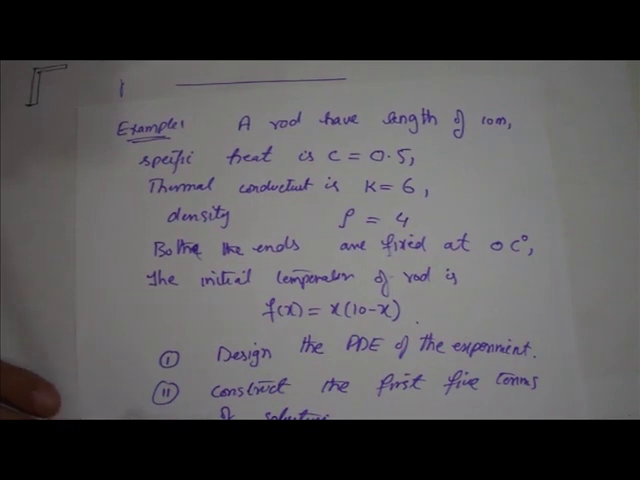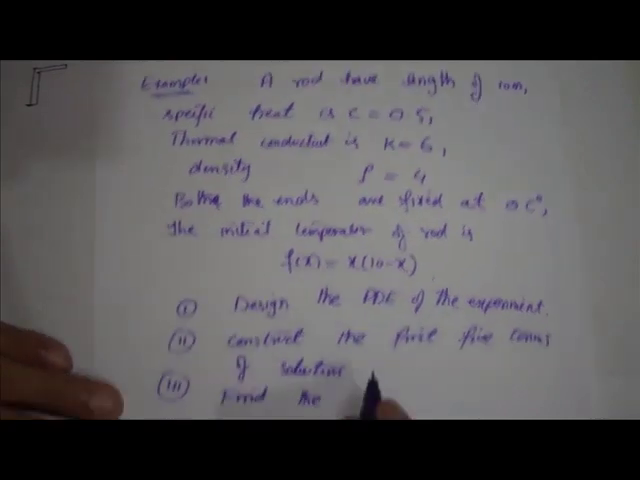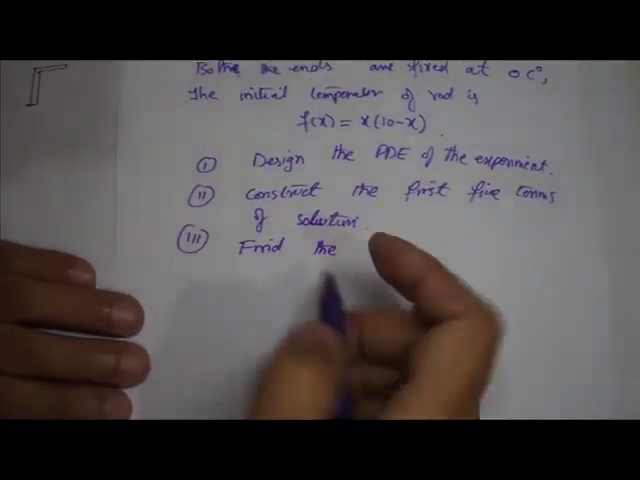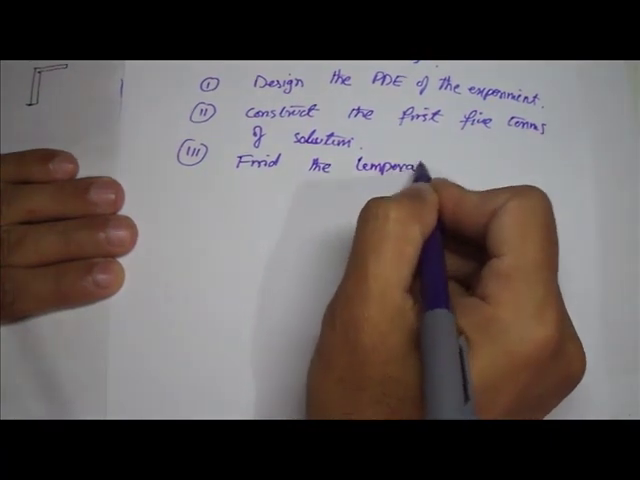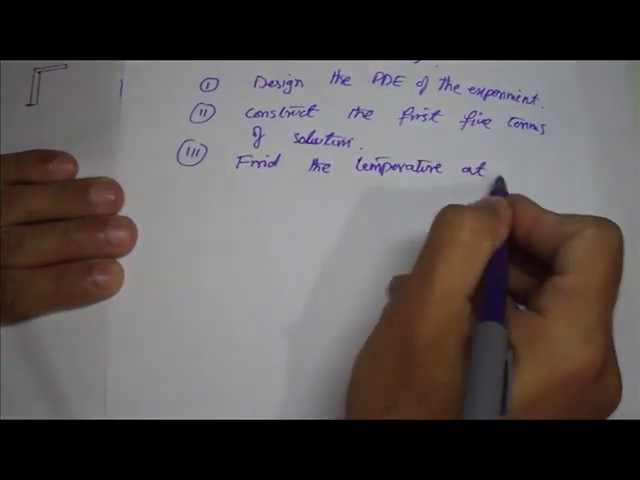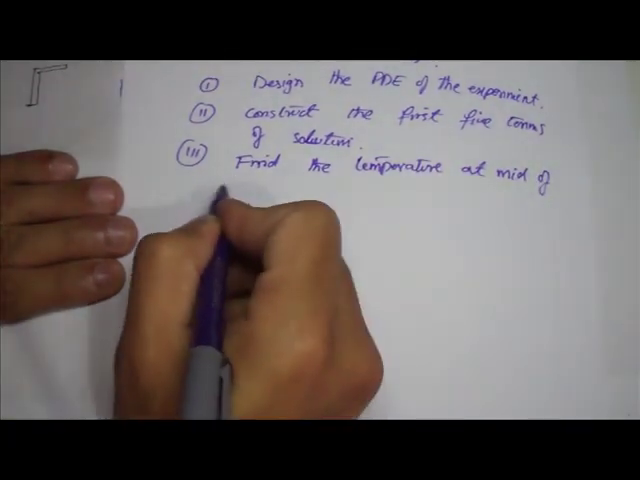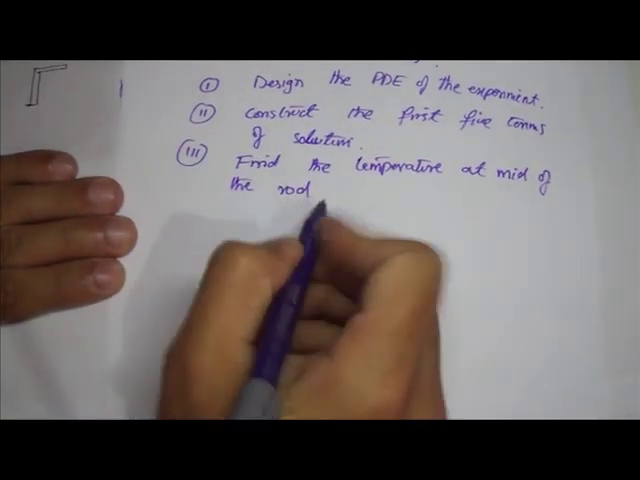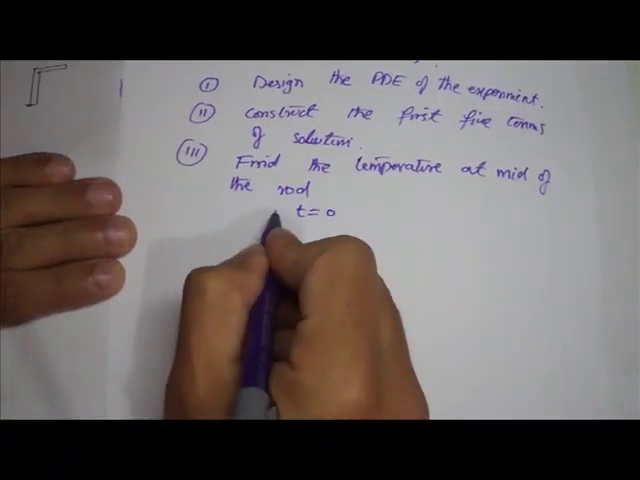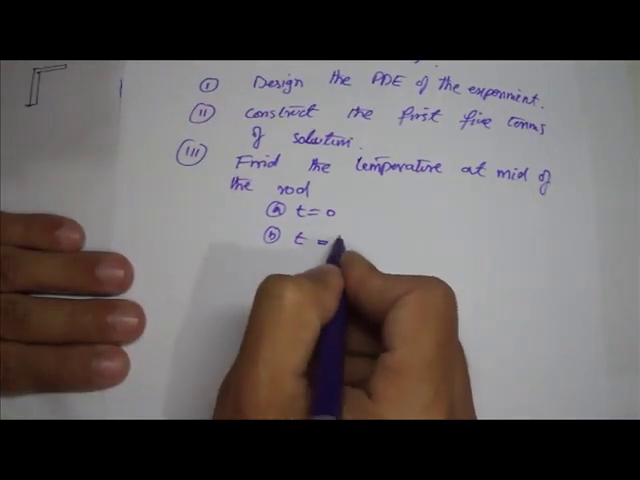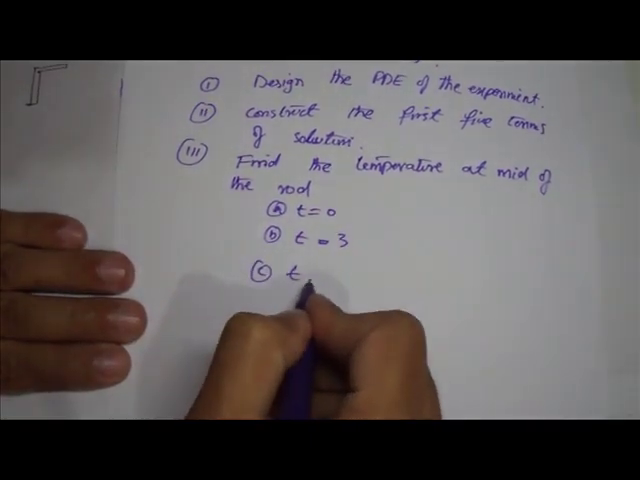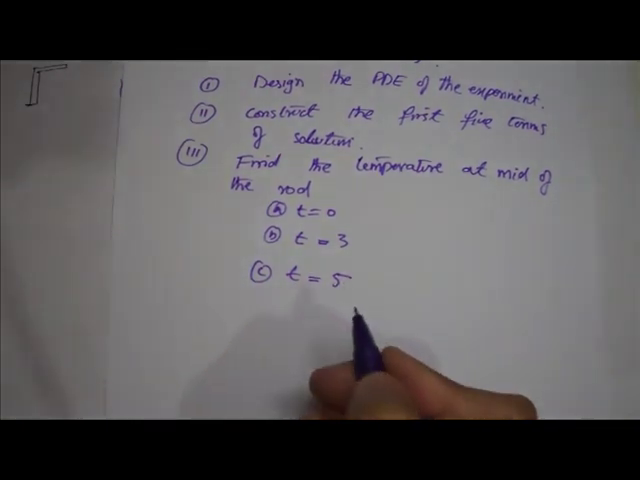The third one is to find the temperature at the mid of the rod at time t is equal to 0, at time t is equal to 3, and at time t is equal to 5.